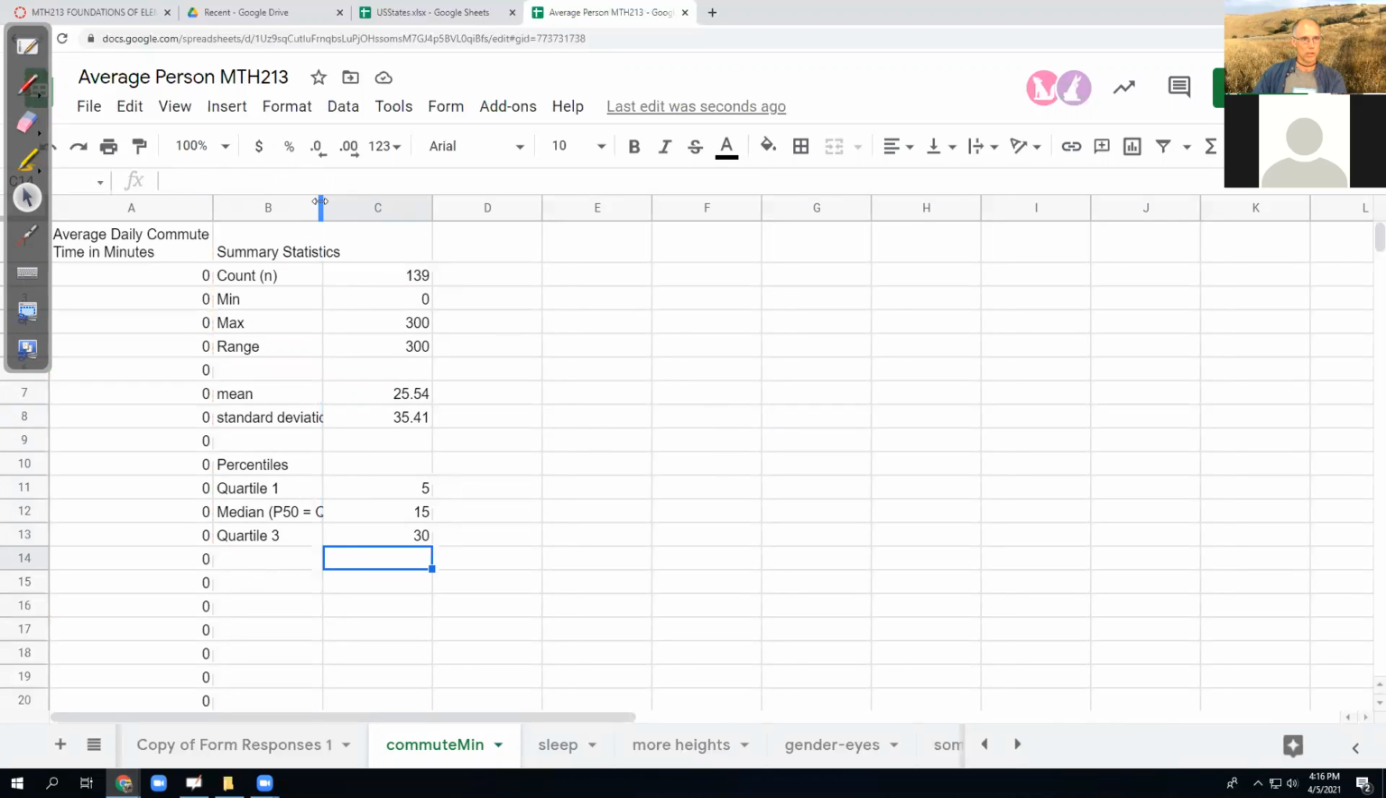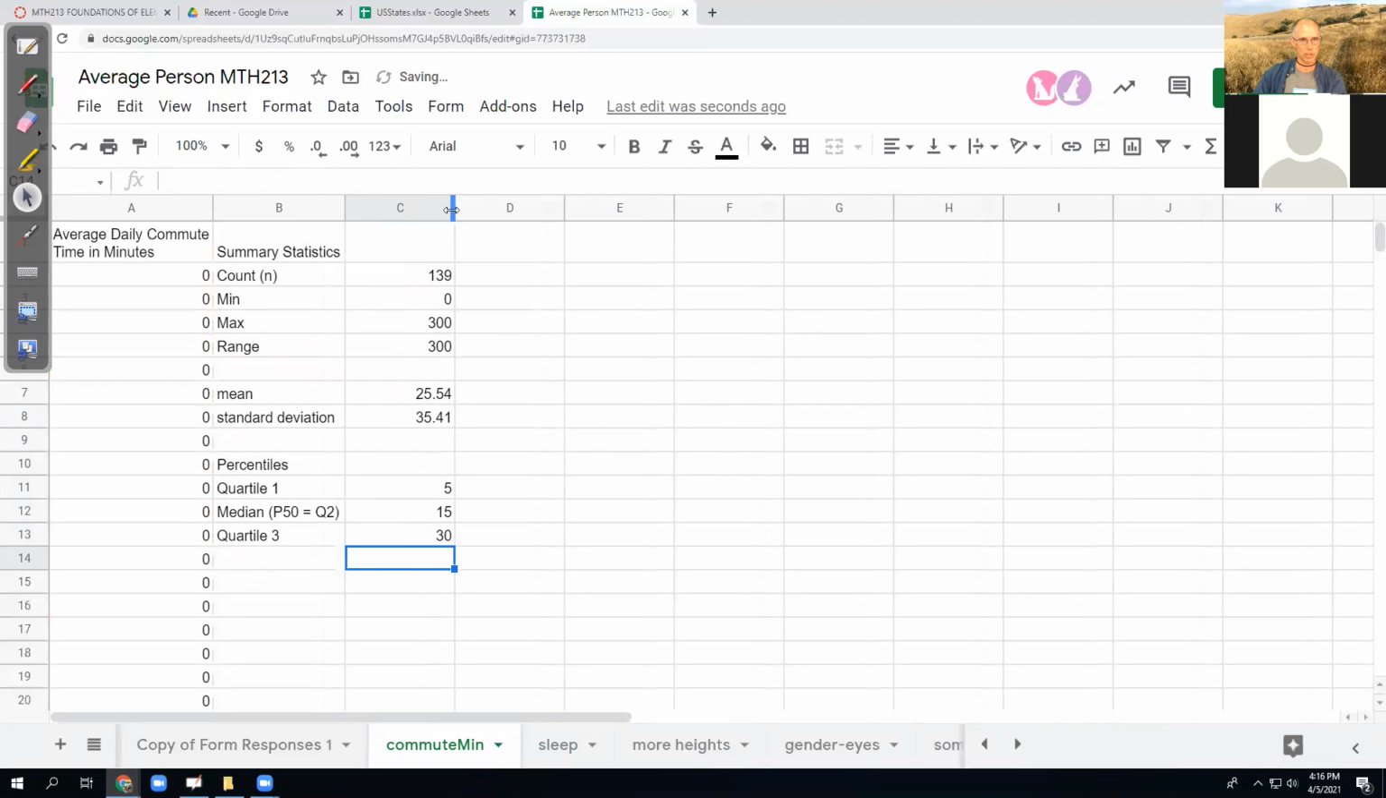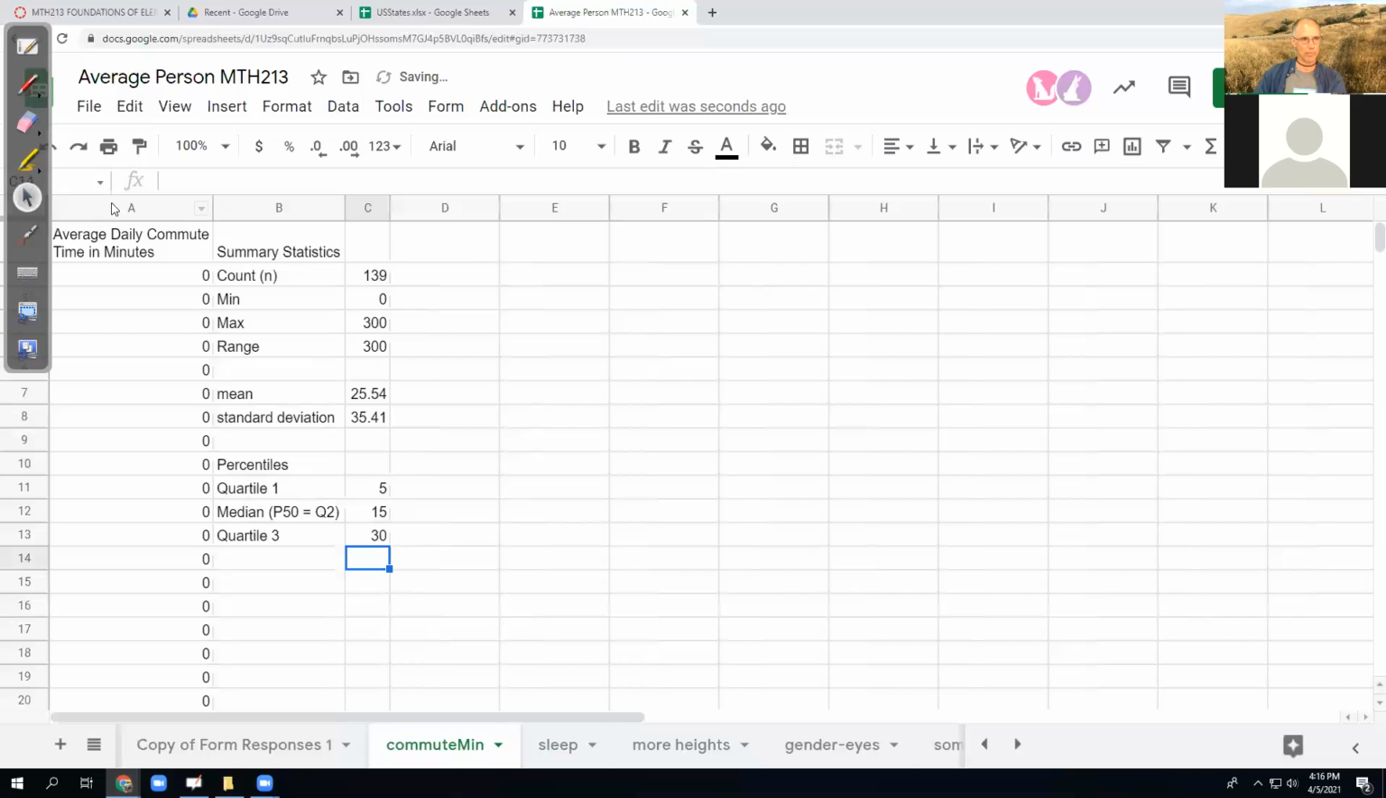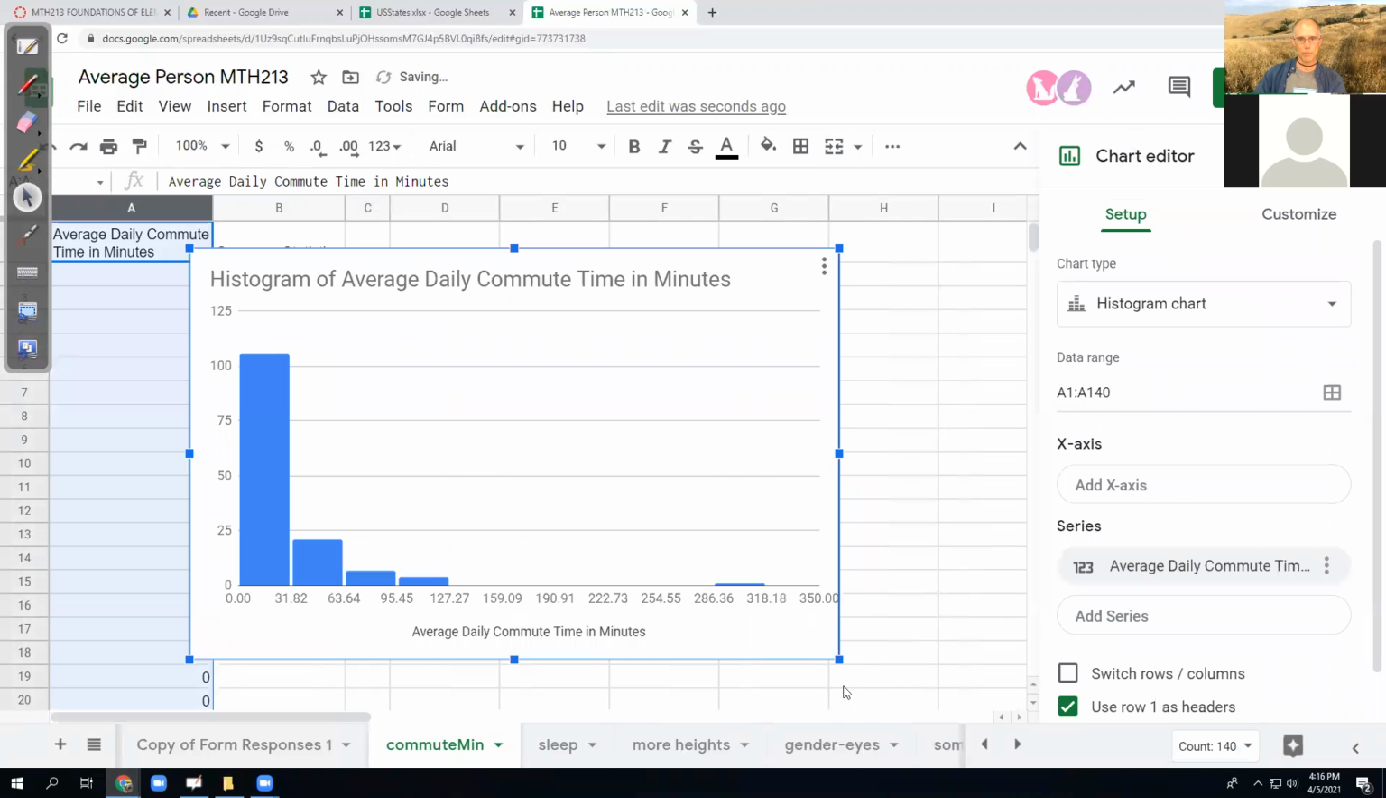So let's just clean this up a touch. Let's make a histogram. Histogram is easy in Google: highlight your data, insert your chart. There's my insert chart button. All right, so this person seems like an outlier, right? They're way out from everybody else. And Google picked some interesting numbers there. So let's clean that up. It looks like they picked a width of 30 minutes.